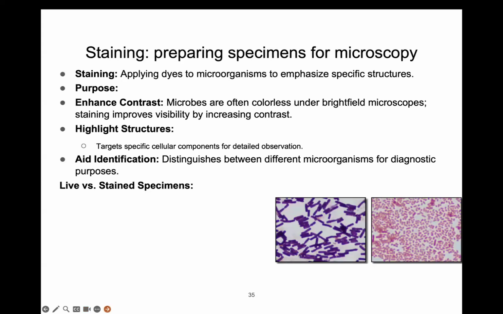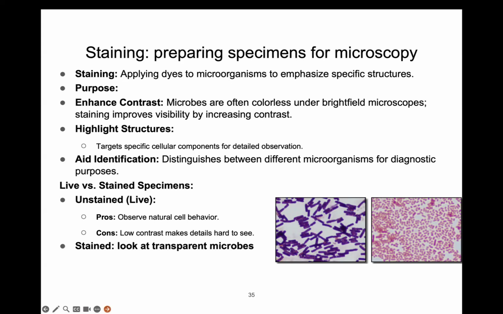So we can do live versus stained specimens. So let's talk about that. A stain is a chemical. At the end of the day, there's so many different stains, but it is a chemical. So it may be able to harm your organism. Sometimes the reason why people like to not stain is that you can look at natural behavior. Staining is great if you want to see clear visualization of structures. But the con is that sometimes it can kill cells or limit their observation.